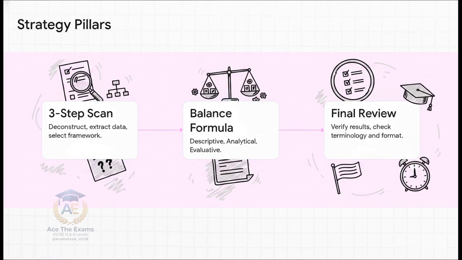Pillar number 2 is your writing engine, the paragraph balance formula. You must ensure that every single paragraph you write logically moves from identifying descriptive facts, AO1, smoothly into analytical logic, AO2, and culminates in a powerful, evaluative, context-specific conclusion, AO3.